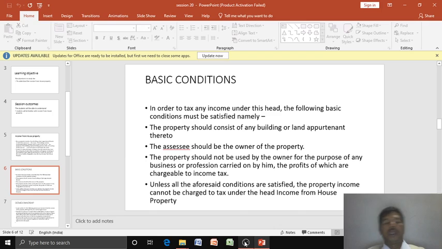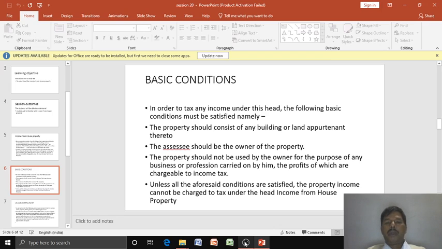Basic conditions to calculate income from house property, or to treat any property as house property. In order to tax any income under this head, the following basic conditions must be satisfied. Namely, the property should consist of any building or land appertaining thereto. That means any type of building, right? Any type of construction or building.